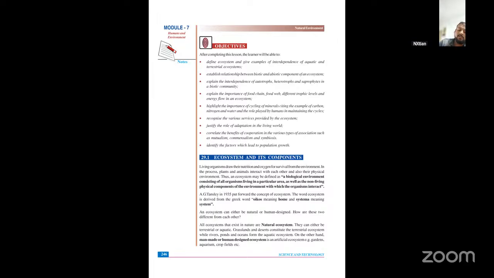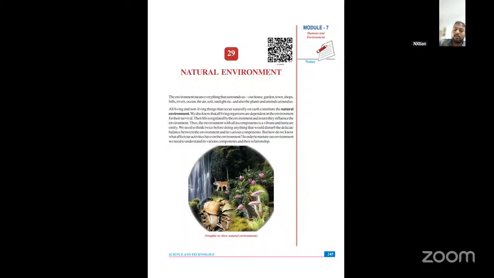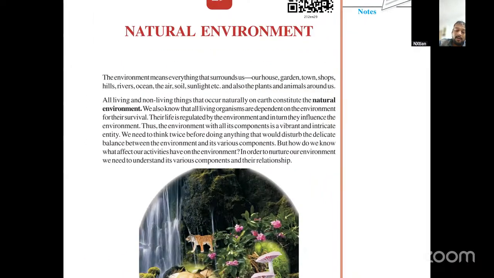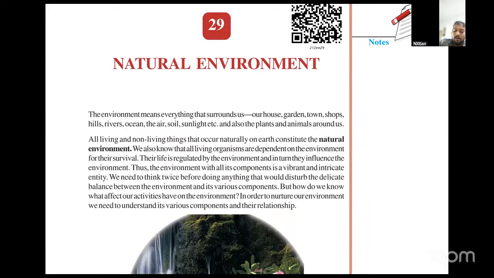So from the definition, from the name itself, it is all living beings and all non-living beings that occur naturally on the earth. Naturally means that there is no human interference. It is all natural. Understood? Like in the nomadic tribes period.